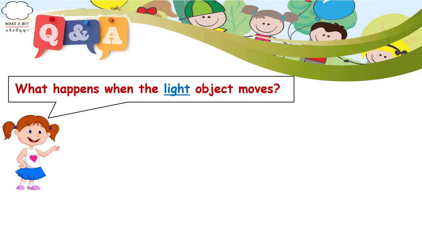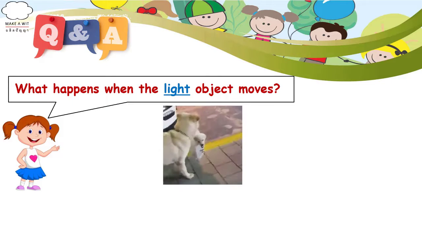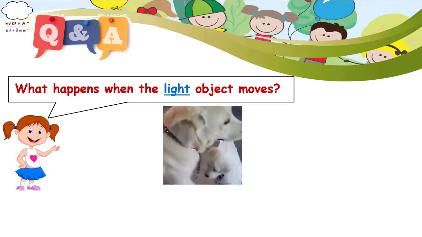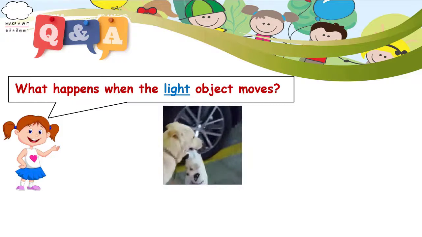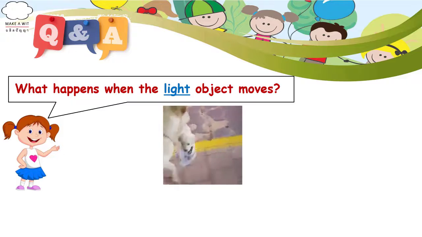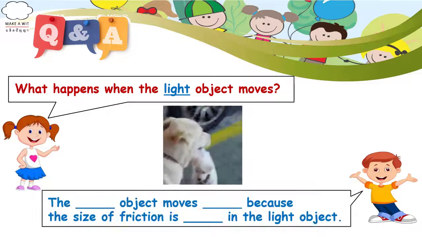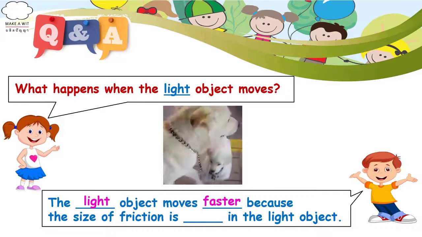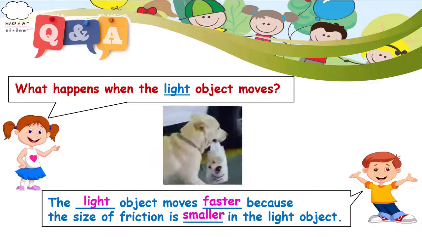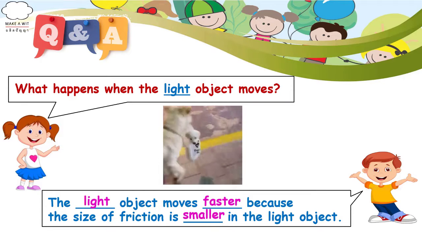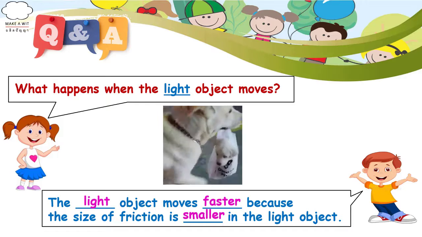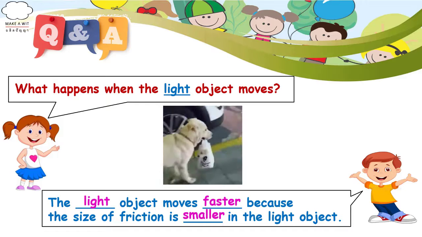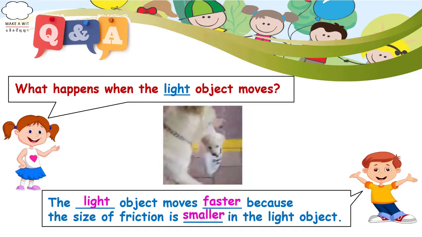Very good. Okay, next. What happens when the light object moves? The light object. Look at this. Oh, the dog is taking something, right? It looks very light. It's lightweight, right? So, the light object moves faster because the size of friction is smaller in the light object. Again, please. The light object moves faster because the size of friction is smaller in the light object. Excellent. Okay, next.